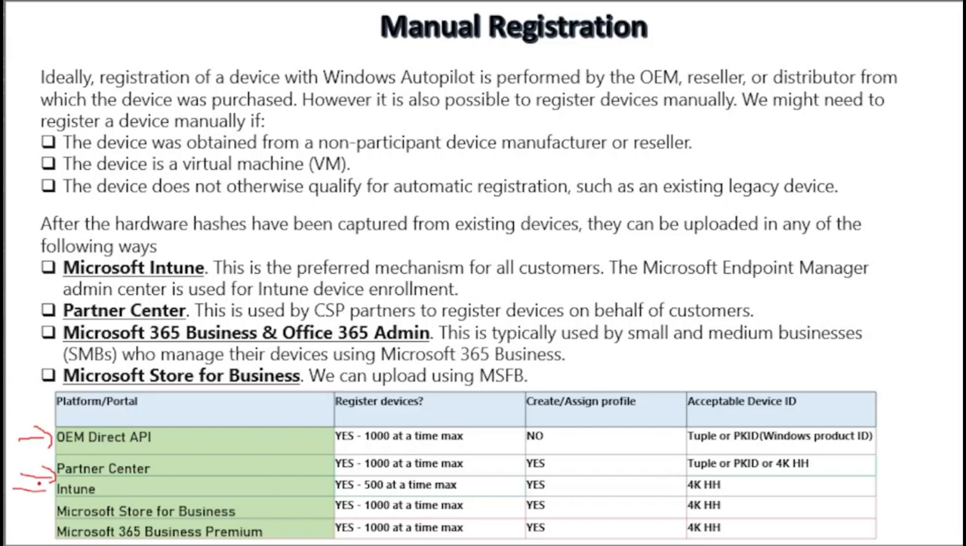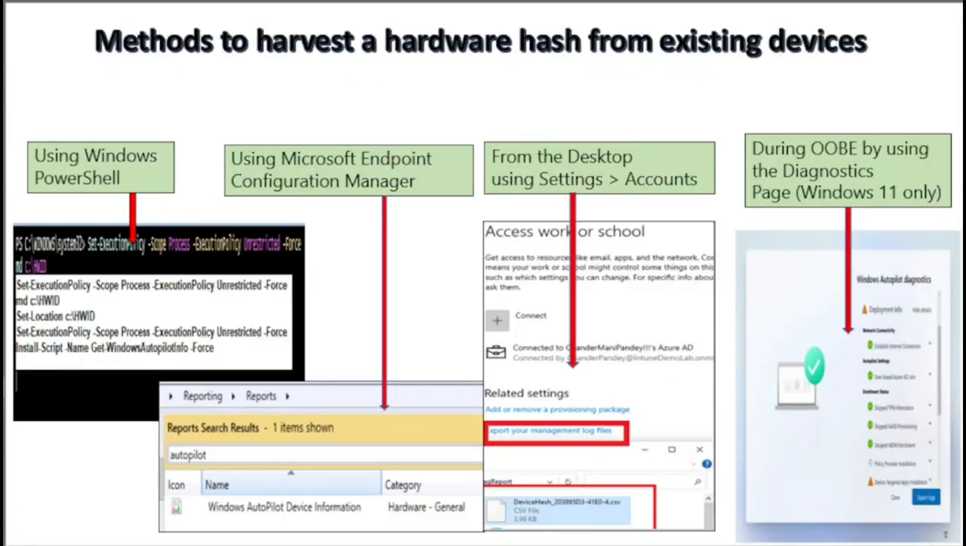When we are using the Intune portal to upload the hardware hash, we can upload 500 hardware hashes at a time, and we can create and assign deployment profiles, and we can use 4K hardware hash. When we are using Microsoft Store for Business, we can upload 1000 hardware hashes at a time, and we can create and assign the profiles. In that case also, we have to use 4K hardware hash. When we are using the Microsoft 365 Business Premium portal, then we can upload 5000 hardware hashes at a time, and we can create and assign the profile from there also, and the applicable device ID should be 4K hardware hash.